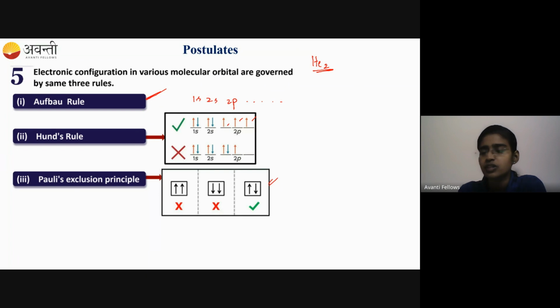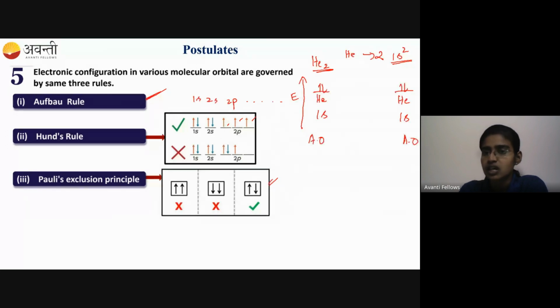So for this helium, I want to draw the molecular orbital energy level diagram. How to draw that? Energy is increasing like this. First, I have to take 2 helium atoms. What is the atomic number of helium? 2. Electronic configuration is 1s2. So each helium will have a 1s orbital in which 2 electrons are located. So these are the atomic orbitals of helium.